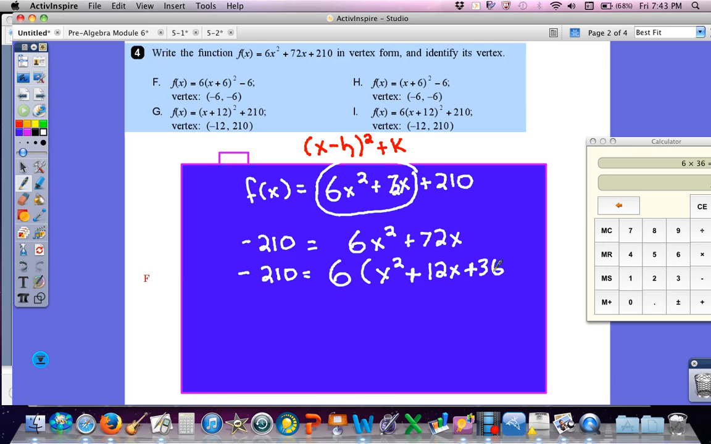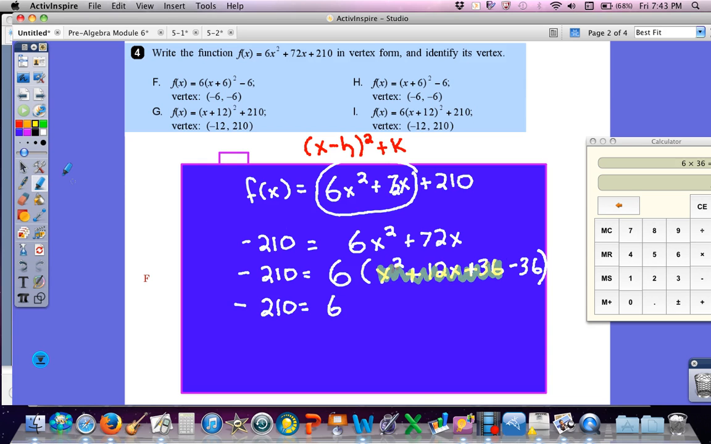Now, you can't just add 36 to one side without adding it to the other, unless you do this odd thing, where you add 36 and you minus 36. That obviously, if I combined them, is going to take you to 0. We're not going to do that. But if I did, I would. So negative 210 equals 6. Now I'm going to use this part here.